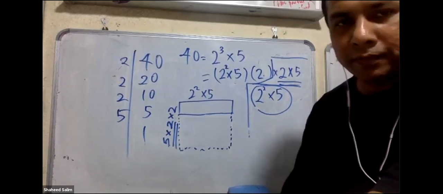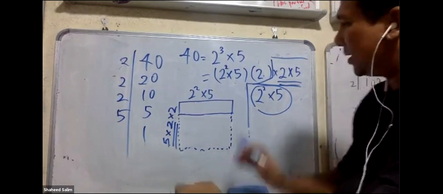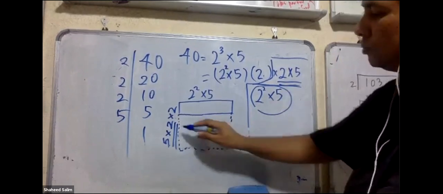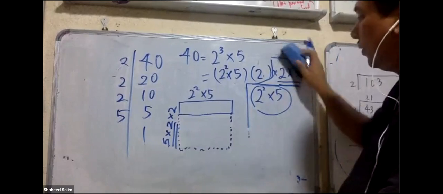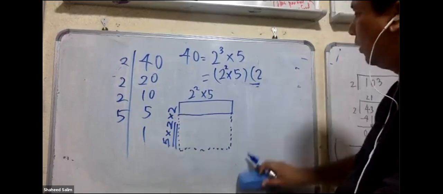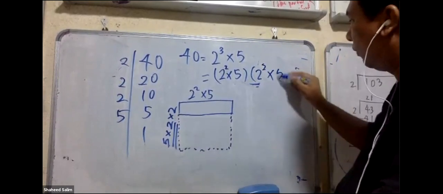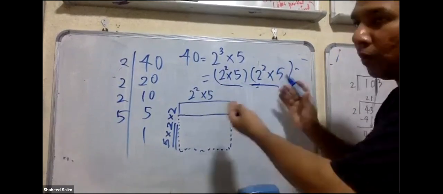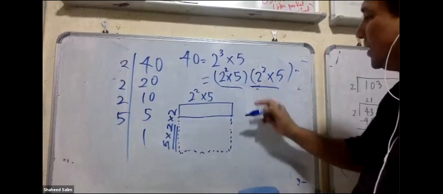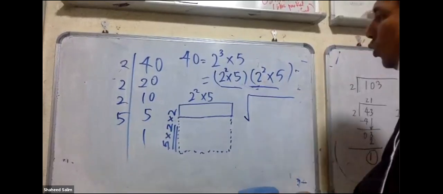Do you get it? So what is the smallest number I need to multiply this by? It is 10. Then I can get 2 to the power 2 times 5, like that. I can get double of this. Why do I want double of this? Because this number must be able to be square rooted.